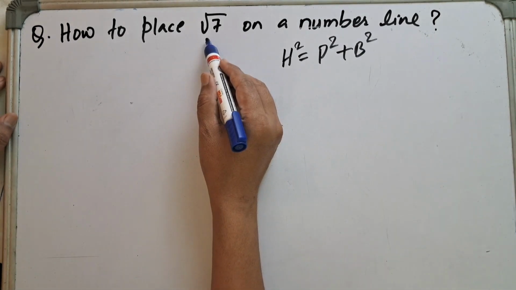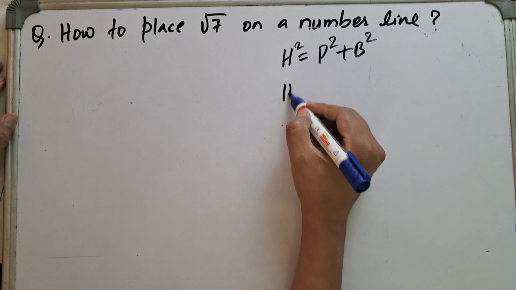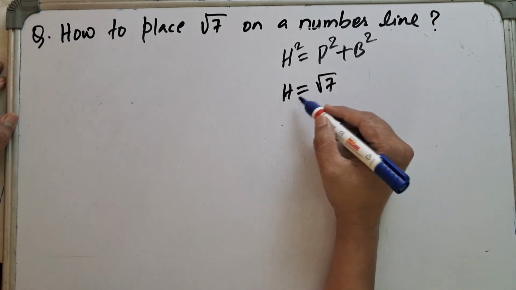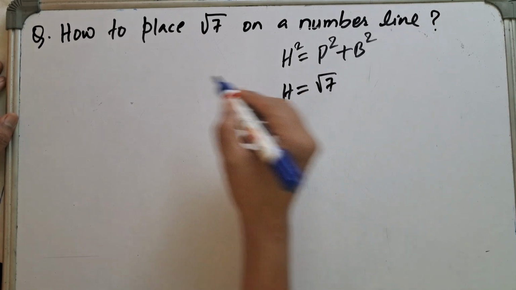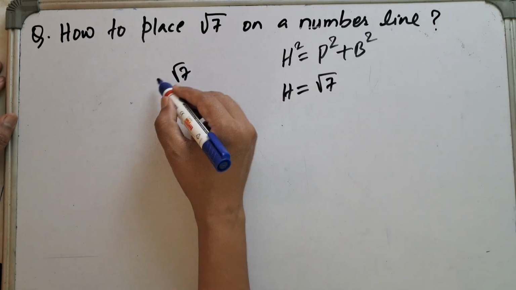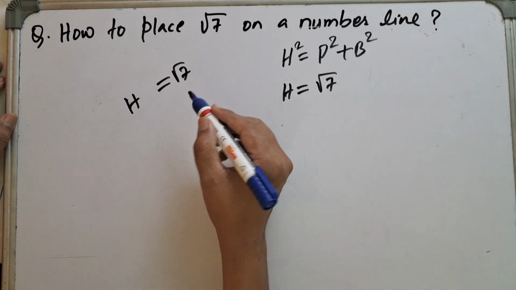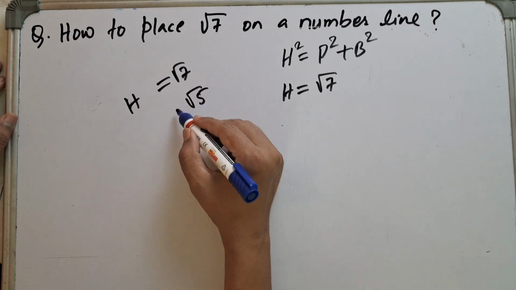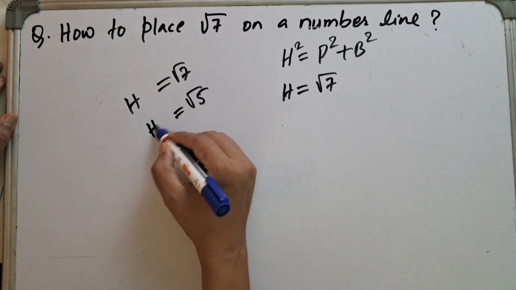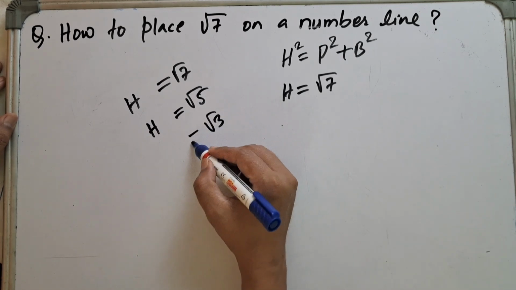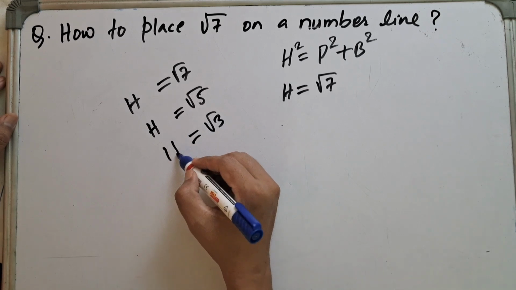So to place root 7 on a number line, hypotenuse must be equal to root 7. We must assume hypotenuse equal to root 7, okay? To place root 5 on a number line, hypotenuse must be equal to root 5. To place root 3 on a number line, hypotenuse must be equal to root 3.